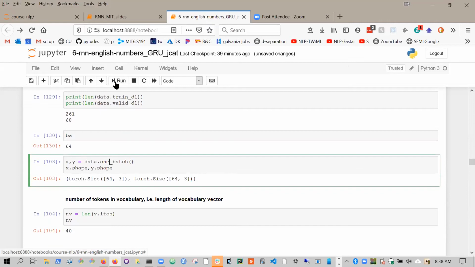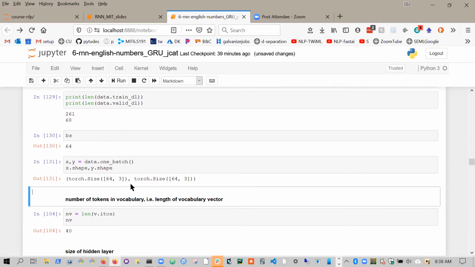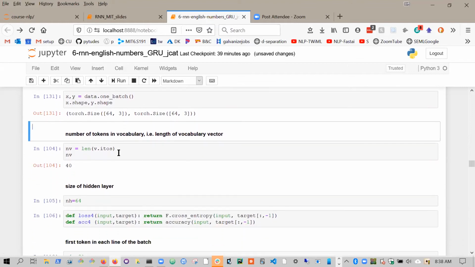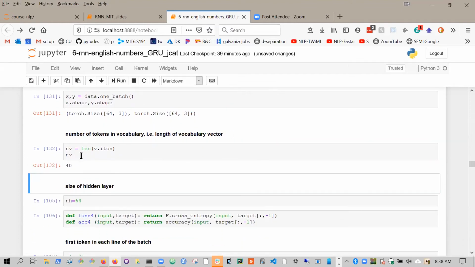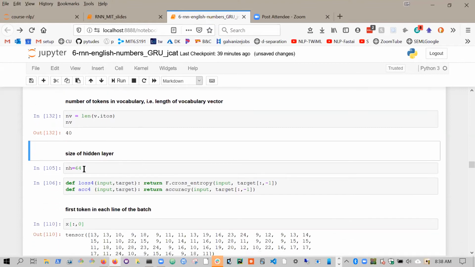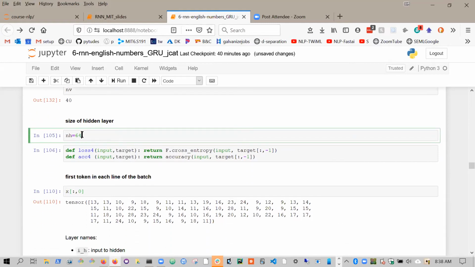And now that the shapes are 64 by 3 instead of 64 by 70 like we had before. The number of tokens in the vocabulary, we know that's 40. We're just setting that to be nv, the number of vocabulary tokens. We're building a network, so we have to specify the size of the hidden layer, and they specified it as 64. I'm not sure why they use 64, but that's a choice they made.